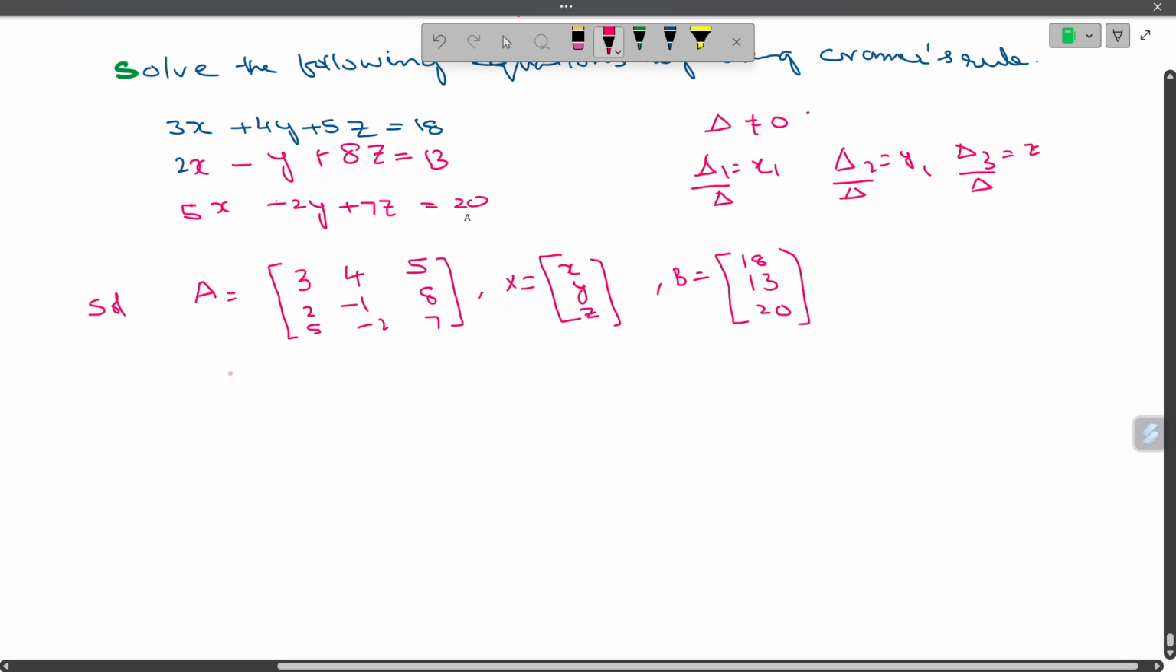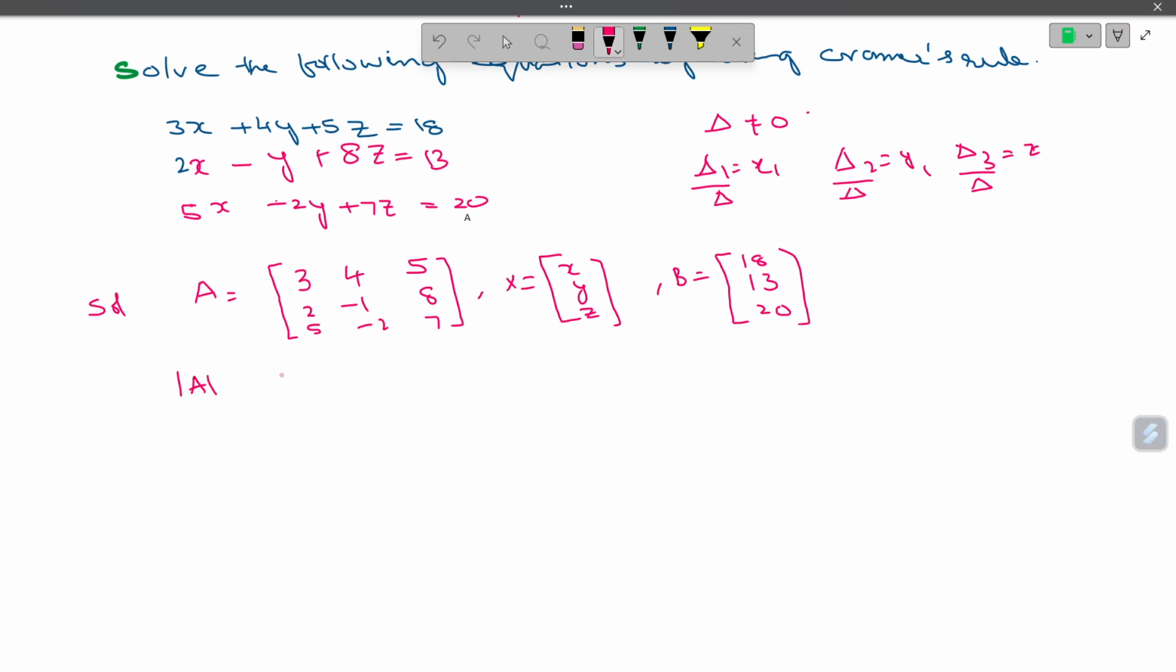Now the first step, we'll find determinant A. Determinant A we will find by expanding by R1, the first row. If we expand the first row, this row and this column are left. Minus 1 times 7 is minus 7. Minus 8 times 2 is 16, so it becomes plus 16. Formula minus, and this is minus 16.